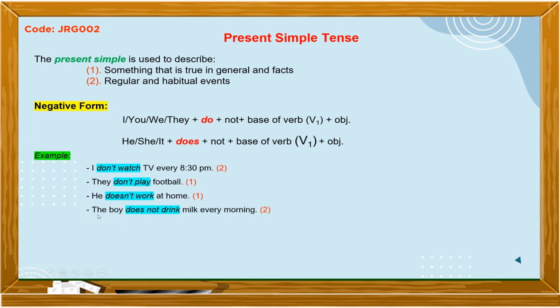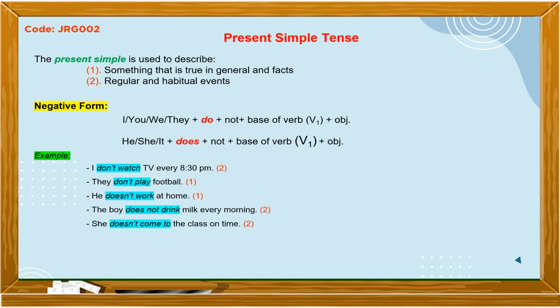So the boy can be equal to the subject he. That's why it is followed by does here. The boy, followed by does, and then not, followed by drink. Drink here is the base form of the verb, and meal every morning here is the object. So example number 4 here also follows the formula already.